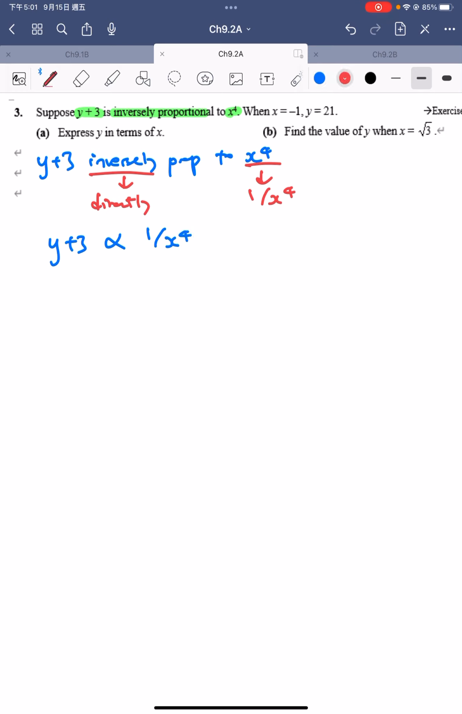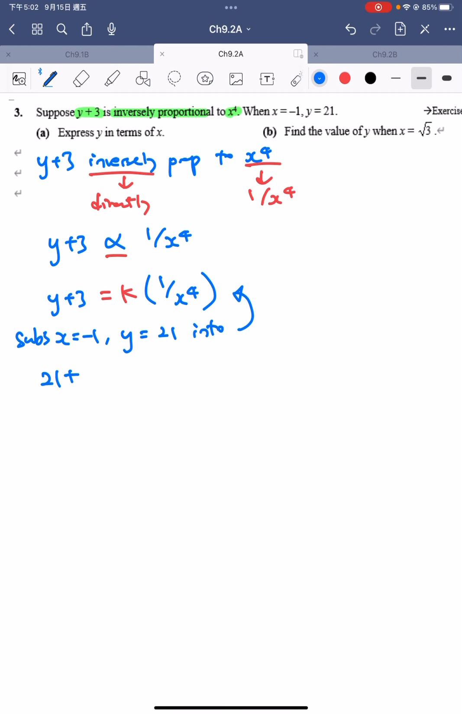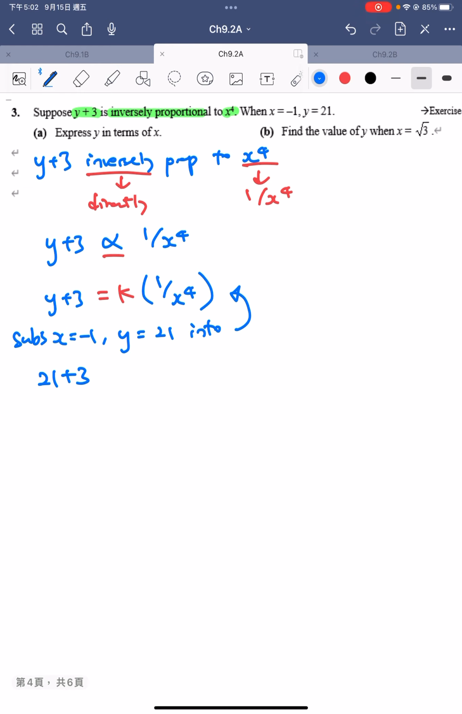And that's why I said before, the proportional sign can be changed to equal to k, so that we have y plus 3 is equal to k times 1 over x to the power of 4. And now we have the condition that x is equal to negative 1 and y is equal to 21. So we can substitute x is equal to negative 1, y is equal to 21 into our formula. Then we have 21 plus 3. Don't miss out this 3, because the question gives you this 3, so you must use it.